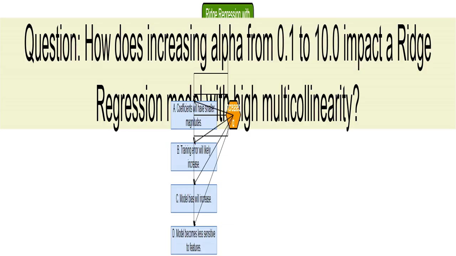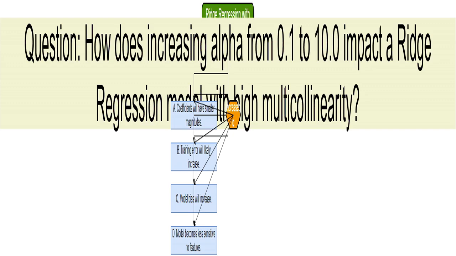I'm going to explain how increasing the regularization strength, alpha, in ridge regression changes the model. We're increasing alpha from 0.1 to 10.0, a significant jump. Think of alpha as a dial controlling how much we shrink the model's coefficients. A higher alpha means stronger shrinkage.